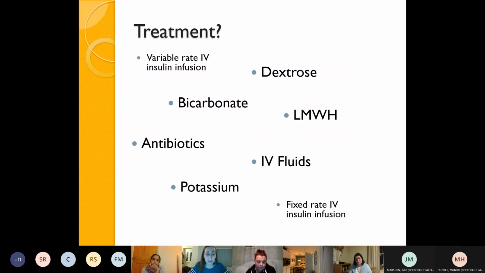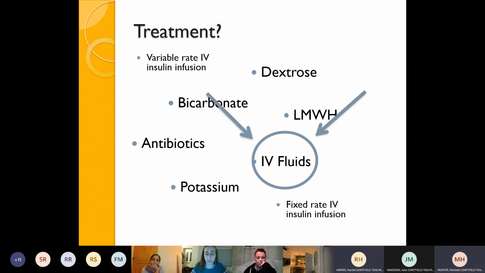So out of these options again, what is the treatment? IV fluids. Correct. Variable rate insulin? Not insulin. I will come to that in a minute, but importantly, do not start insulin on these patients unless they're also in DKA. So it's just fluids, fluids, fluids, and more fluids.